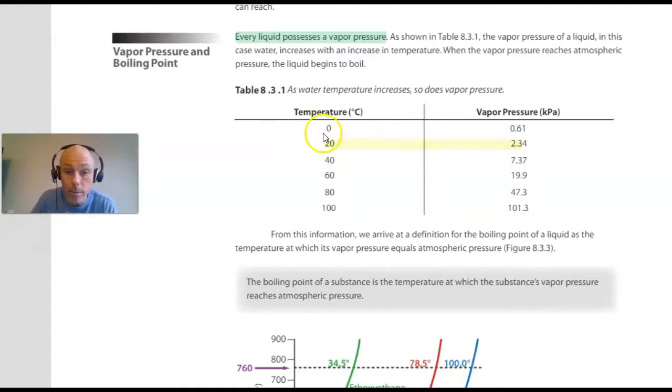Here are, at various temperatures, the vapor pressures from water. At 0 degrees Celsius, water does not evaporate much, only 0.61 kilopascals worth of vapor pressure. But as the temperature goes up, we see the vapor pressure rising. And, not coincidentally, at 100 degrees Celsius, the vapor pressure from water is 101.3 kilopascals. That's the boiling point of water. And from the video we watched, we know that the boiling point of a substance is the point at which the vapor pressure equals atmospheric pressure. And that's why it is standard pressure, 101.3.